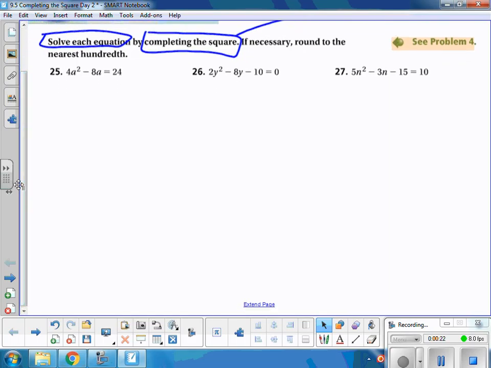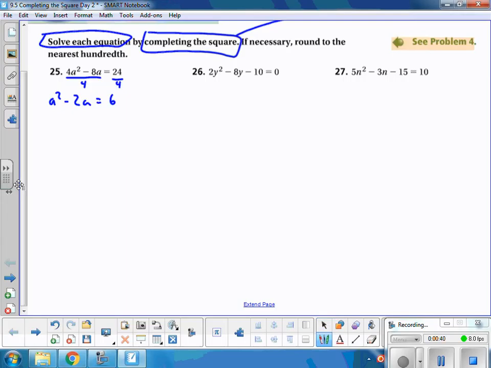It's not 1, so it's 4. So I'm going to deal with it this way. I'm going to divide both sides by 4, because that is going to bring it to 1, and I end up with a squared minus 2a equals 6. I'm going to complete the square for the left side, so remember to do that.